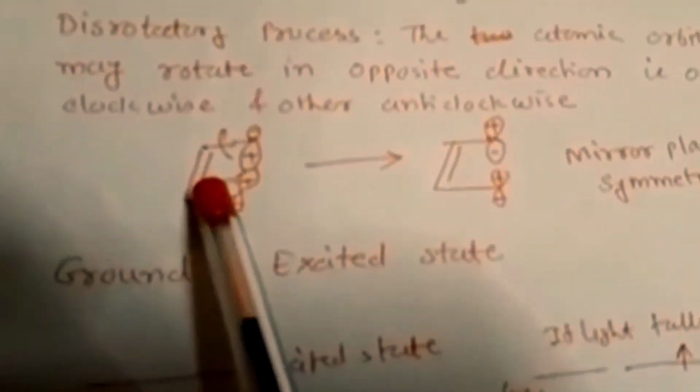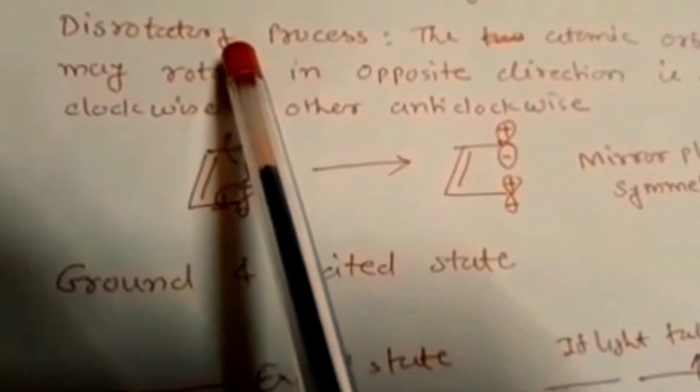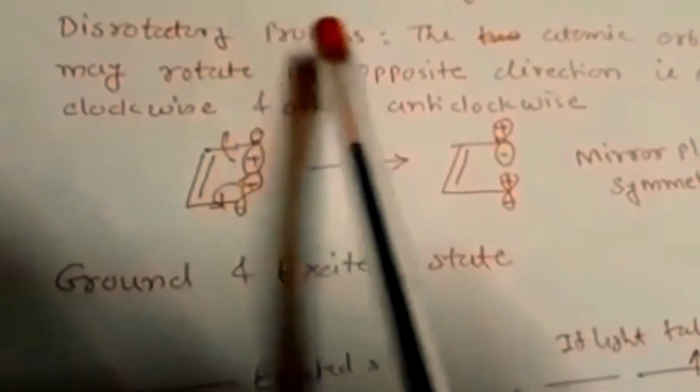Now let us discuss the symmetric properties of these orbitals with respect to mirror plane symmetry. Mirror plane symmetry means a disrotatory process. If the mirror plane of symmetry is maintained, then this process is a disrotatory process. So this is mirror plane symmetry, that means disrotatory process. Now, whether it is thermally or photochemically allowed.